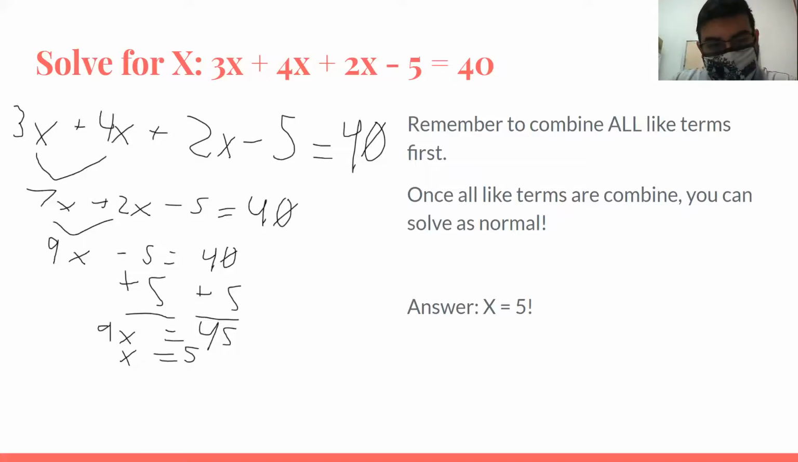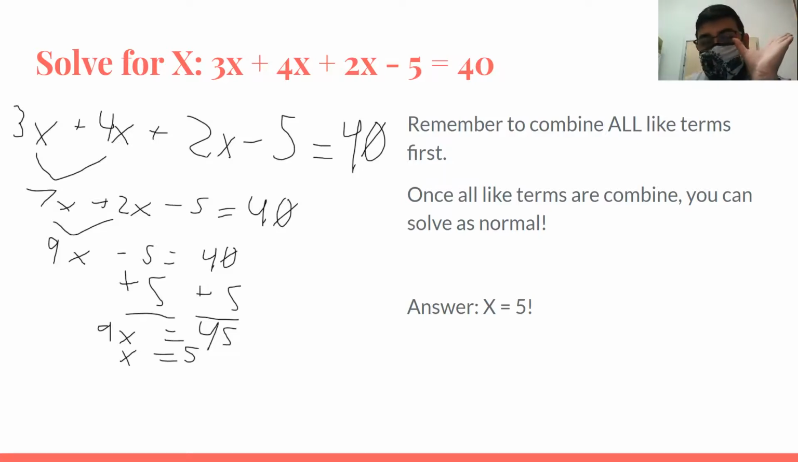So 3x plus 4x plus 2x minus 5 equals 40. First things first, you're going to combine like terms. So 3 plus 4 equals 7. 7x plus, you bring down the rest of the problem. So 7x plus 2x minus 5. So you're combining the first like terms and then just bring the rest of the equation down. If you want, you could do all the like terms at once, but this is probably going to be easier for you since a lot of you are beginners at this. So 7x plus 2x minus 5 equals 40.